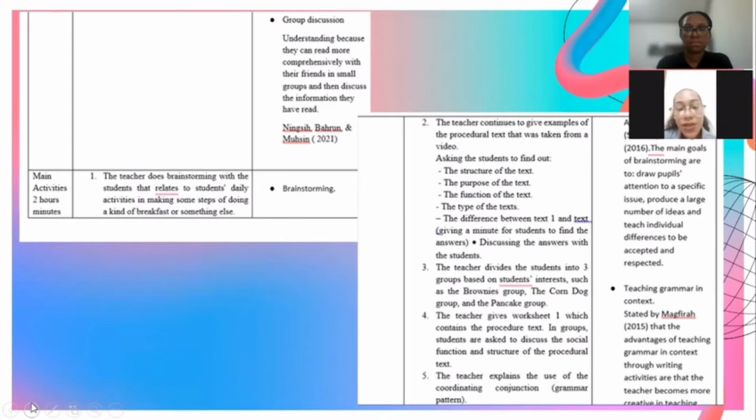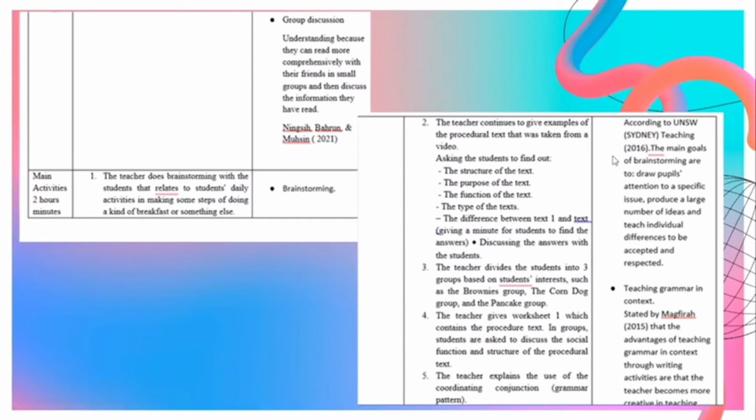Okay, next we go to the next part, the second stage, which is main activities, delivered in 2 hours. I'm sorry for the typing of minutes. So the procedural teaching, the first one is the teacher does brainstorming with the students related to students' daily activities, making some steps of doing a kind of breakfast or something else. The material is brainstorming.